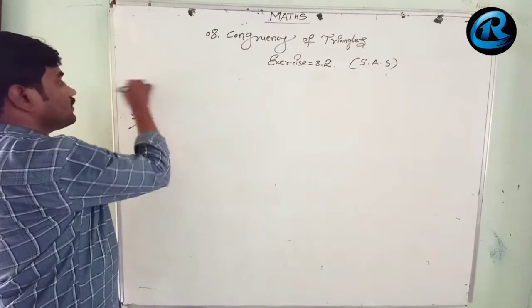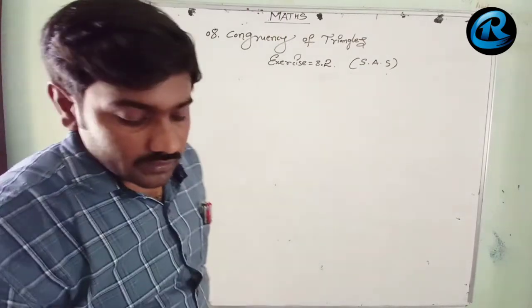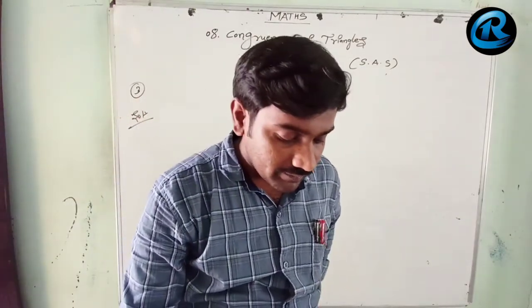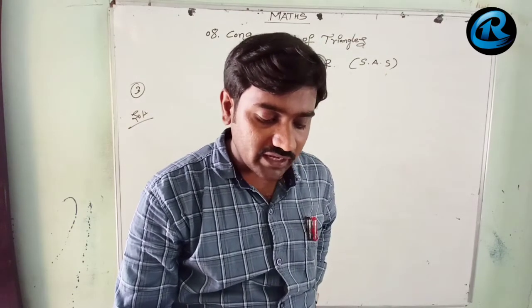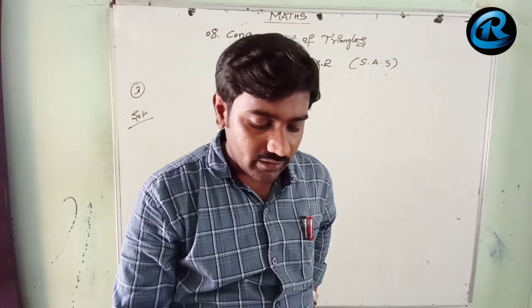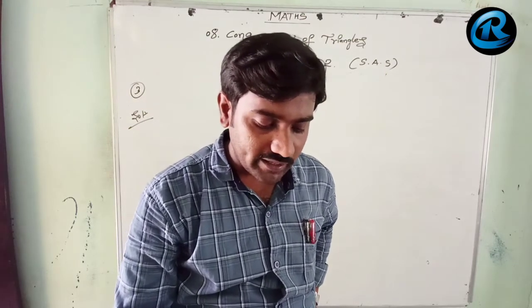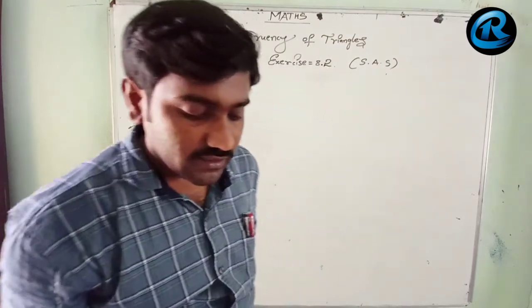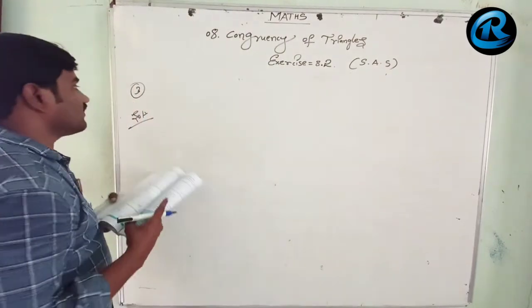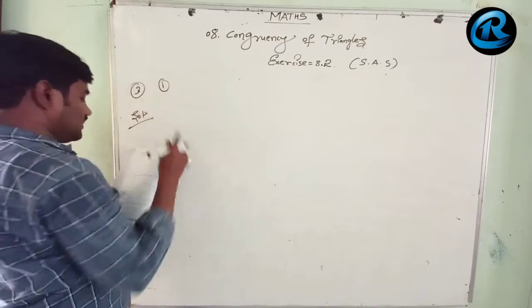So the bit number 3 here. In bit number 3, look at that. Look at the pair of triangles given below. Are they congruent? If they are congruent, write the congruent corresponding parts. If the given triangles are congruent, we have to write the corresponding parts also.